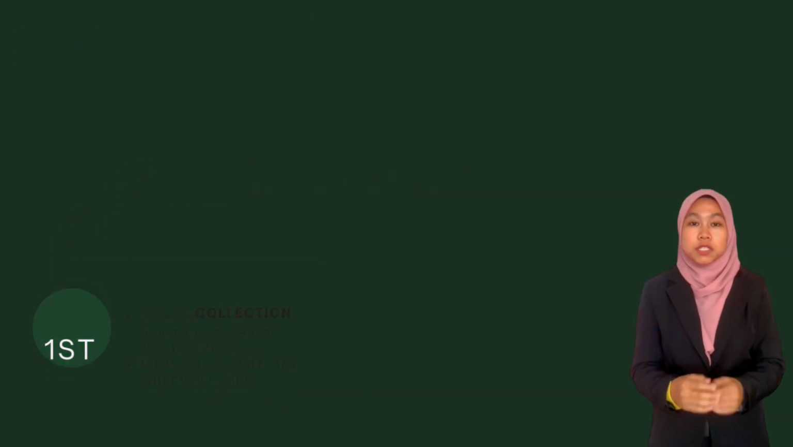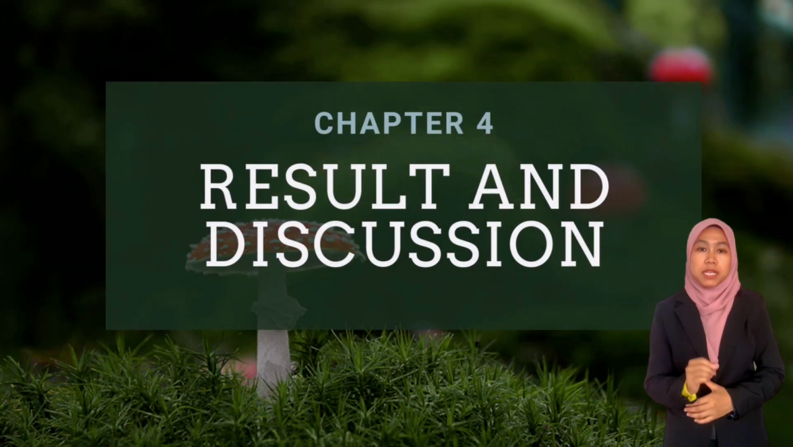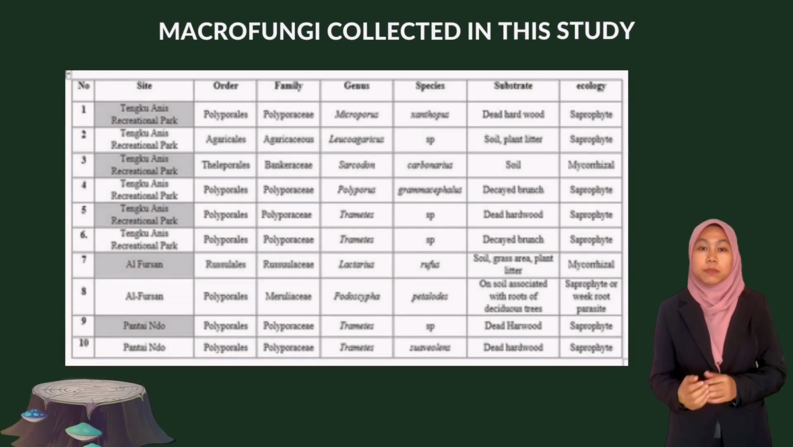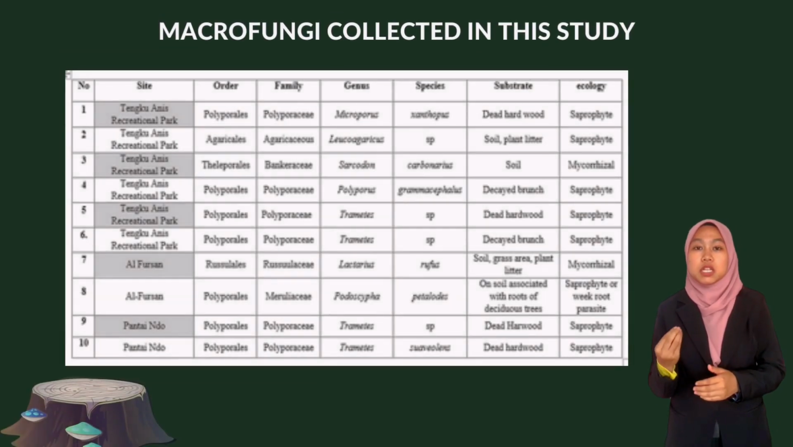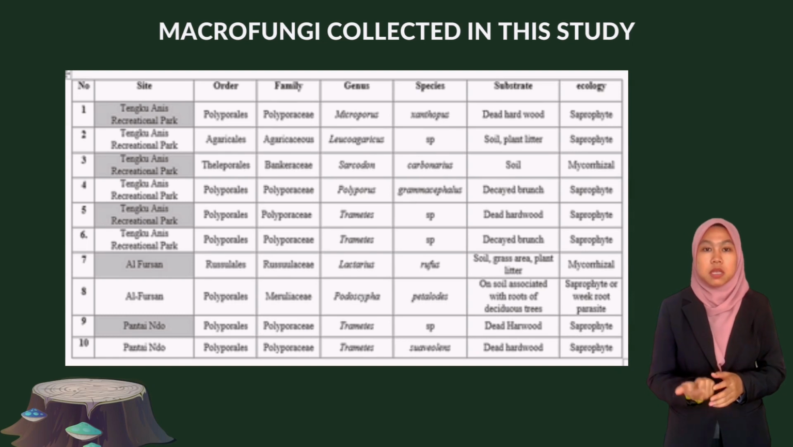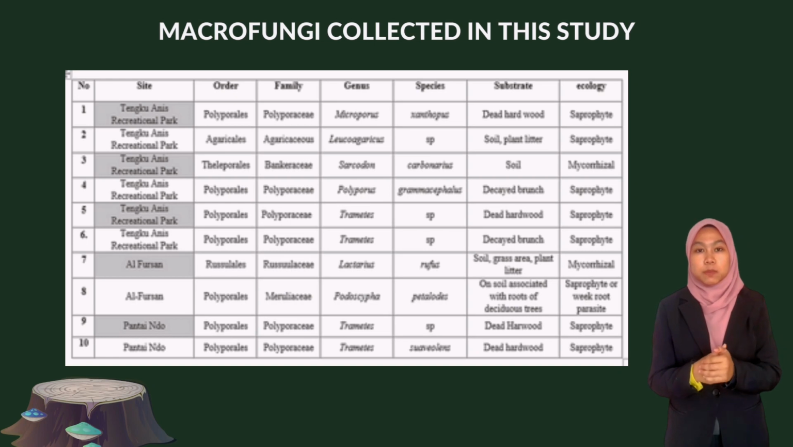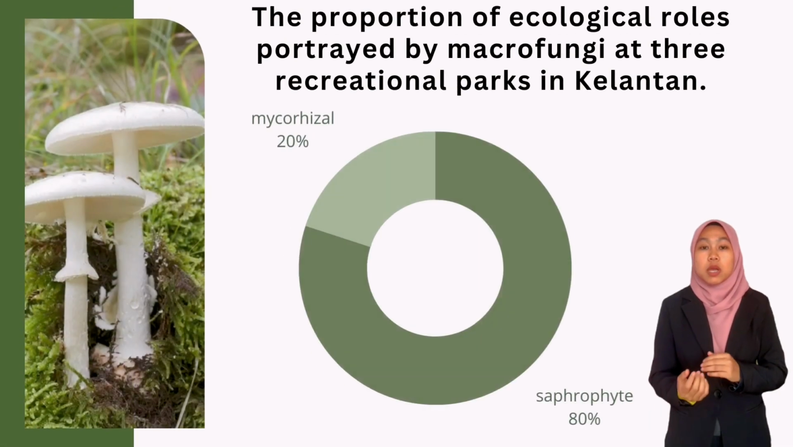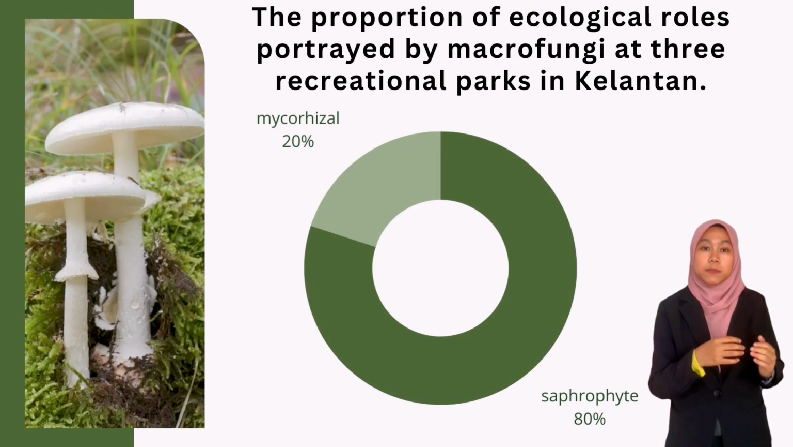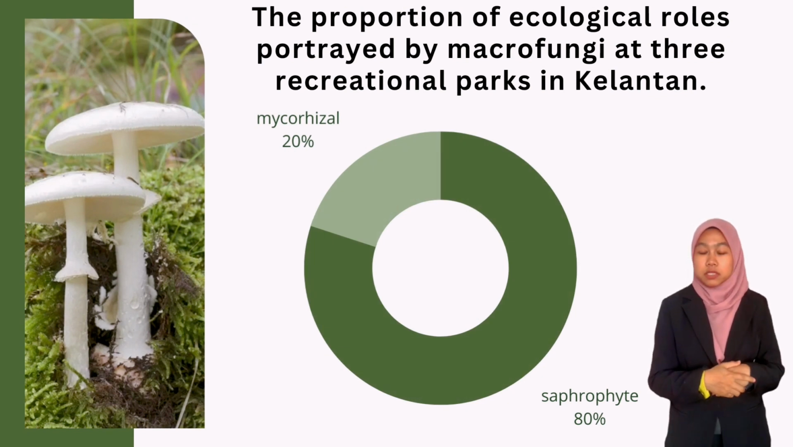Okay, now let's go to the result and discussion. For the result, a total of 10 samples were collected, of which 6 samples were from Tengku Anis Recreational Park, which is under the genus of Microporus, Leucocoprinus, Sarcodon, Polyporus, and Trametes, and 2 samples were from Pantai Indo Recreational Park, which is both under the genus of Trametes, and 2 samples were from Alfursan Recreational Park, which is the genus Nectria and Podoscypha. And only 2 ecological roles were portrayed by macrofungi collected in the study. About 80% species were identified as saprophytes, and 20% species were identified as mycorrhizal symbionts.